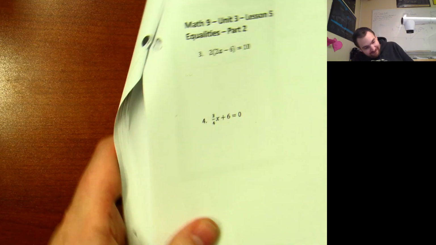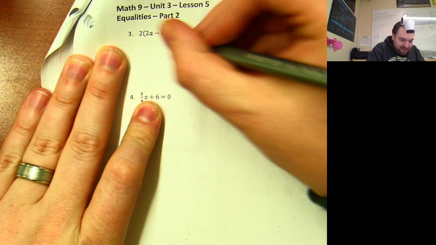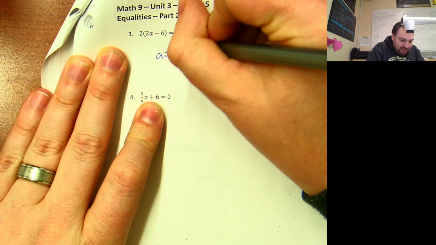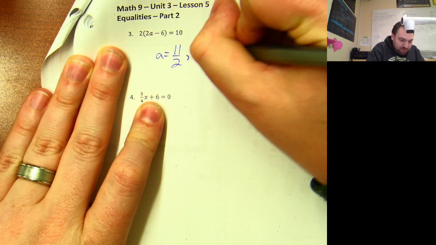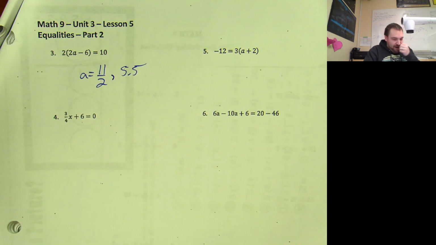Sorry, which one? Oh, 5.5. Yes, I left it as a fraction. Yes, 5.5 is great. I got 11 over 2. Cool, yes. We're good. Sorry, I was confused because I wrote it as a fraction.